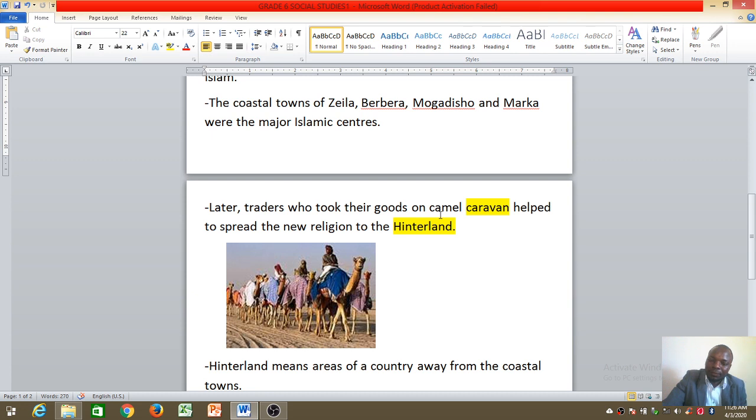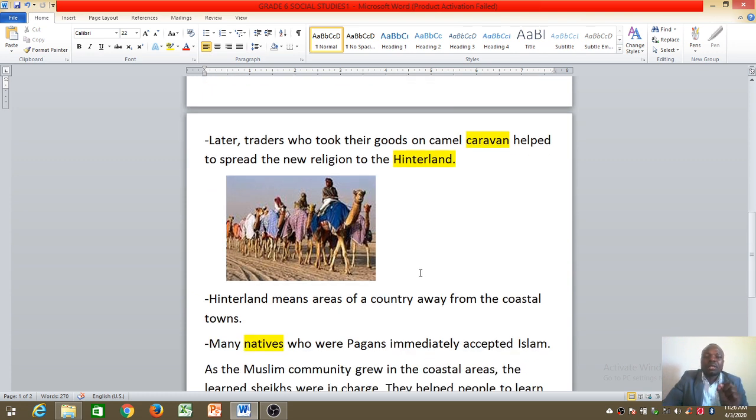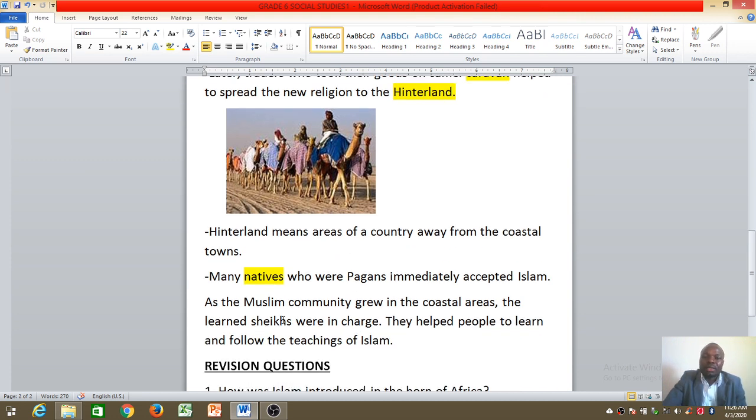What is hinterland? Hinterland is a name given to land which is away from the coast. So hinterland means areas of a country away from the coastal towns. Like Hargeisa is hinterland. It means it's away from the coast. So hinterland is land or area which is away from the coast. Many natives who were pagans immediately accepted Islam. They converted, they joined Islam.